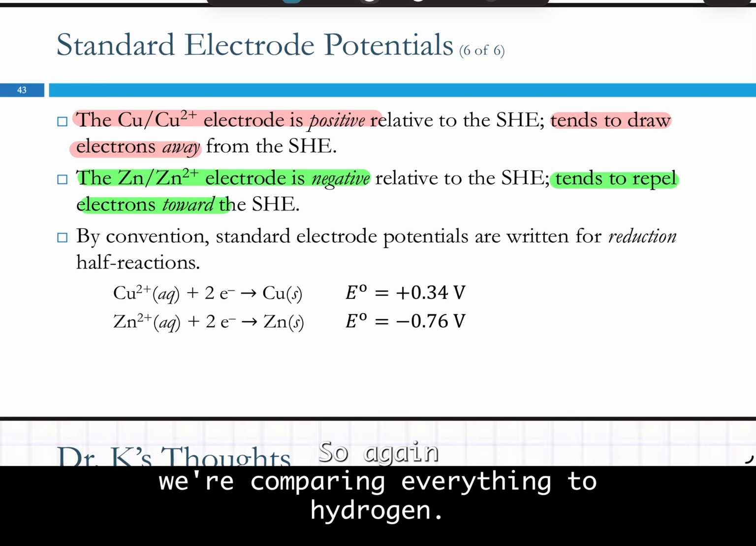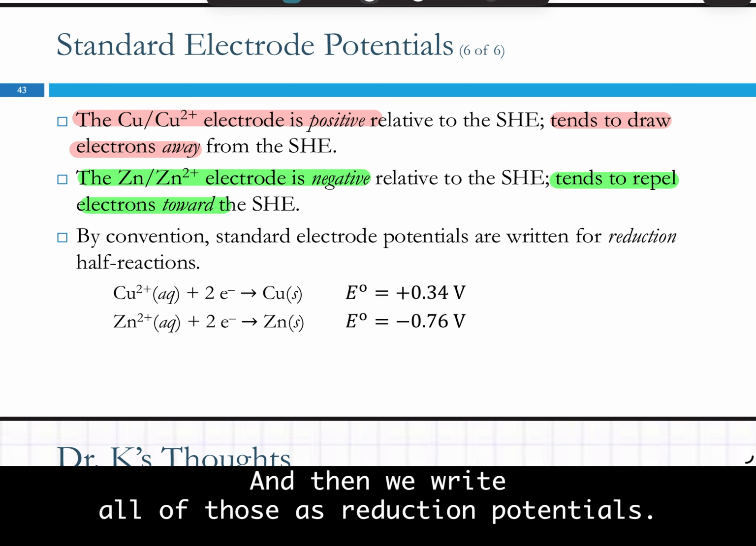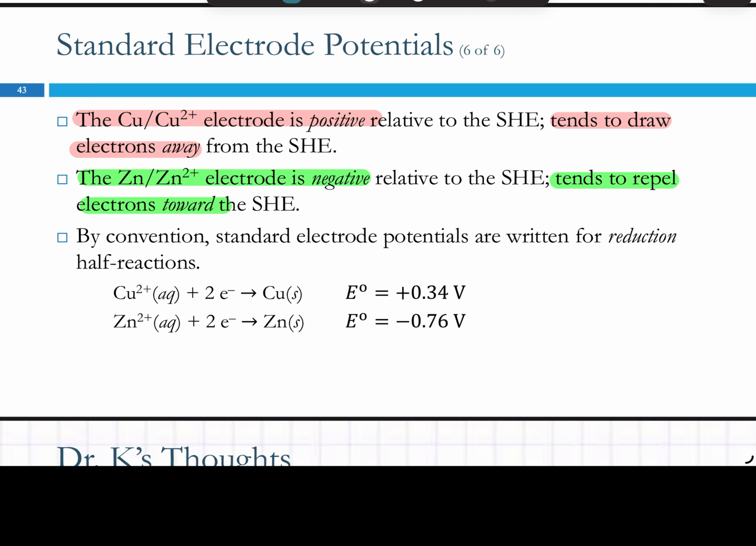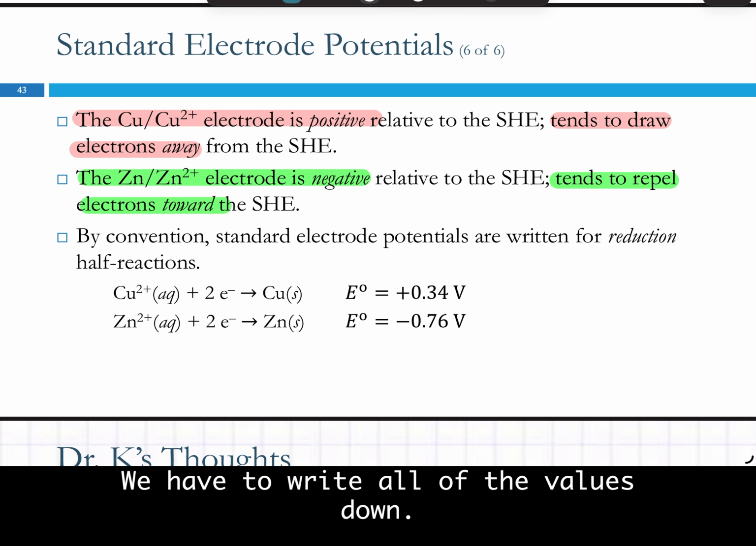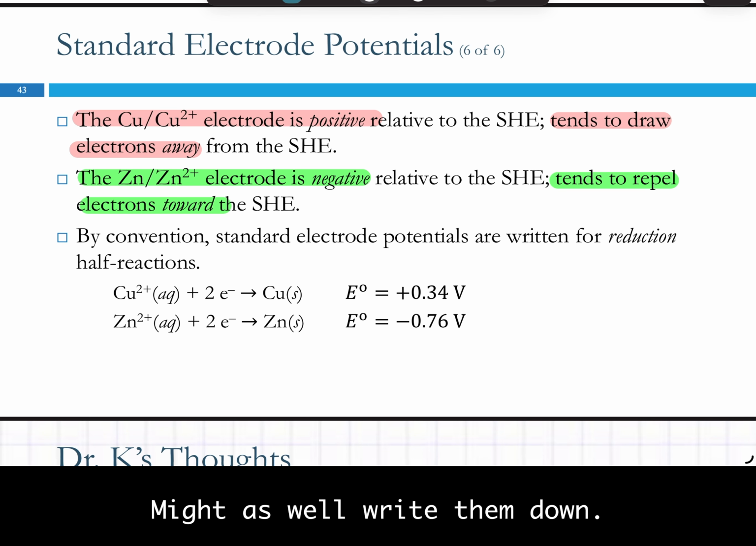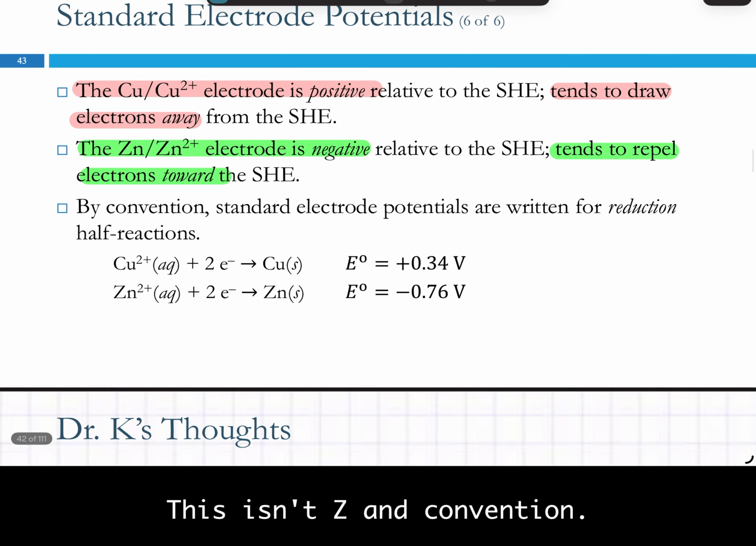So again, we're comparing everything to hydrogen, and then we write all of those as reduction potentials. And mostly that's just for consistency. If we have to write all of the values down, might as well write them down all the same way. Consistency and convention.